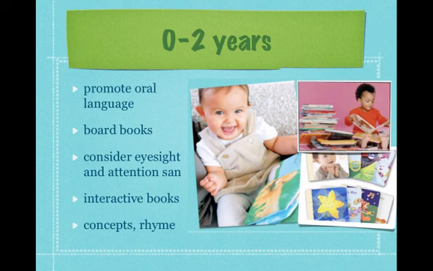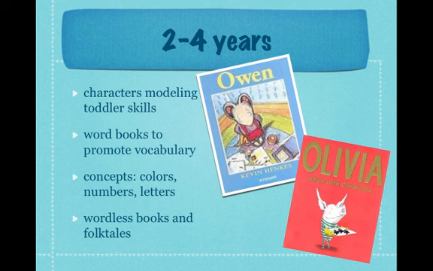Books that include interactivity, like Pat the Bunny, which I just mentioned, or appeal to a child's auditory and tactile senses, are often very effective. Additionally, concept books and books with rhyme are good choices for this age. And when I talk about concept books, we're talking about books about color or objects or shapes or even letters. At this age, toddlers are attracted to characters just like them. Olivia and Owen are often seen modeling skills for their readers.